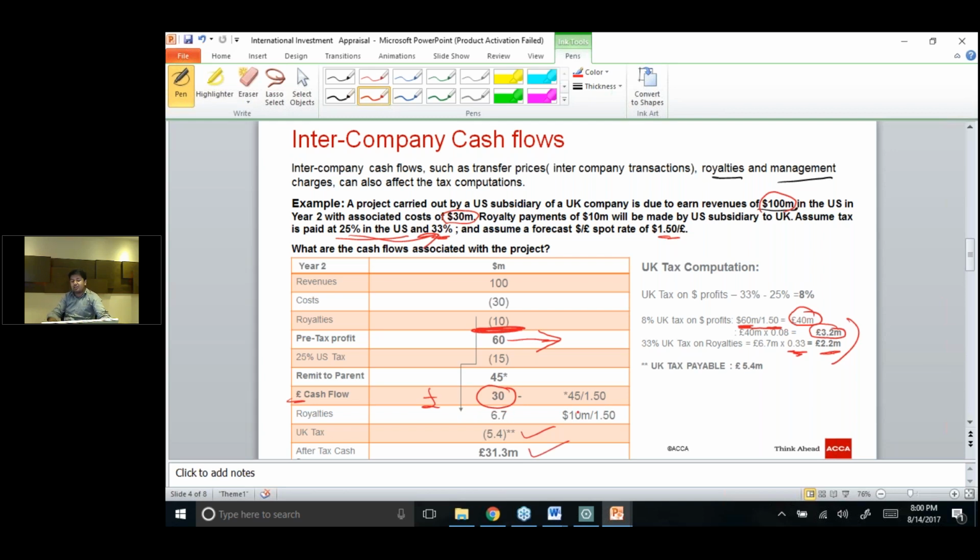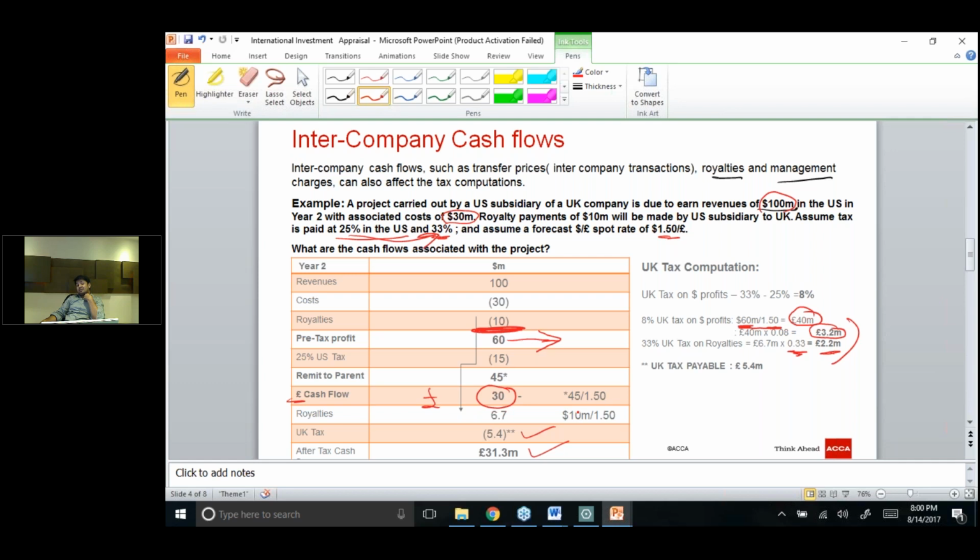What is the catch here? If the subsidiary has deducted royalty or management charges, deduct the complete expense in the subsidiary cash flows. But you have to take these cash flows as income in the parent company cash flows, and you have to pay the full amount of tax on these cash flows.